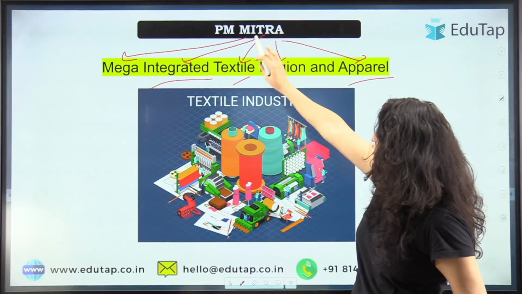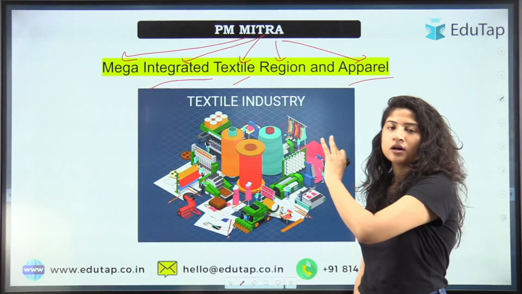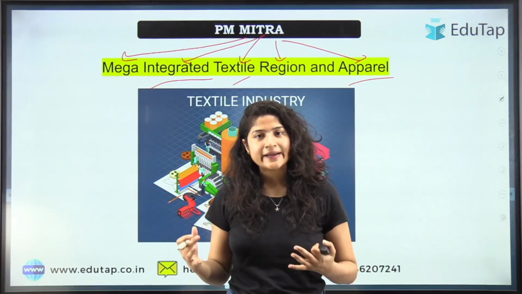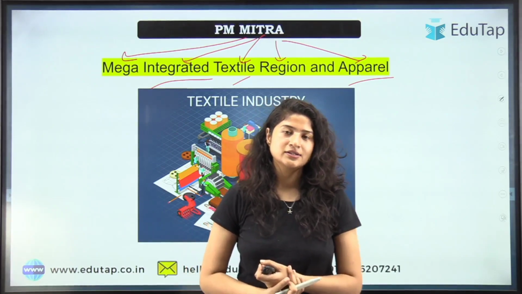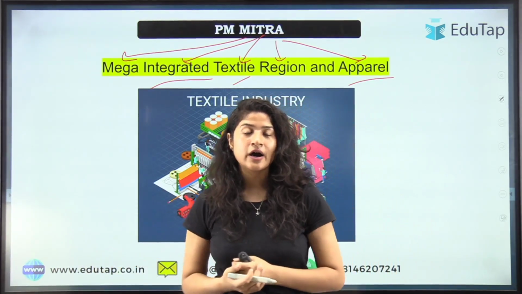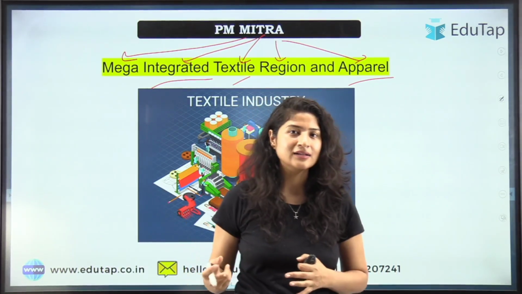So here we are talking about PM MITRA, where the basic idea behind the vision, the objective of this scheme, is that India has a lot of potential in the textile industry. After agriculture, our employment is generated from this industry, both skilled and unskilled.